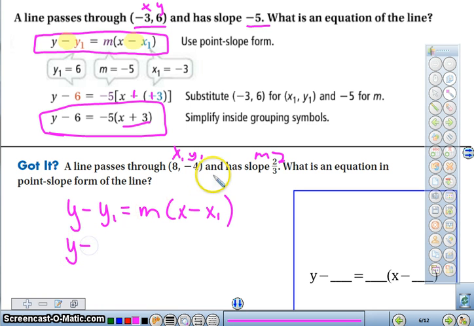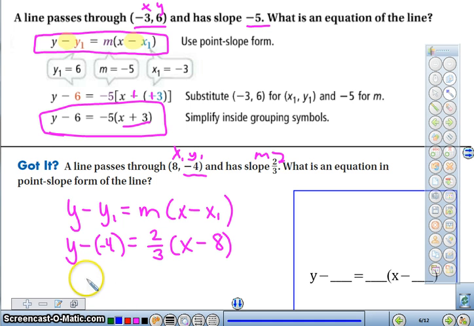Substitute in: the y point is negative 4, so y minus a negative 4 equals our slope 2/3 times x minus our x point, which is 8. The only thing we need to do to finish this equation is simplify: y plus 4 equals 2/3 times x minus 8.